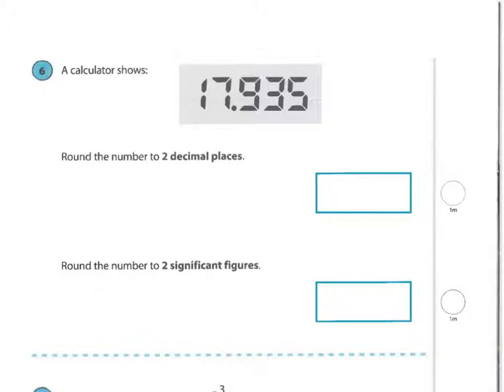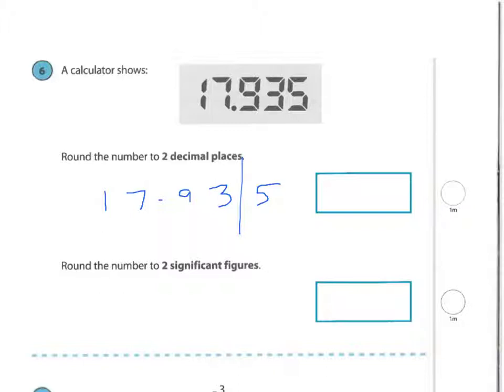Okay, 17.935 is on a calculator, and the first question says round this to 2 decimal places. Well, 2 decimal places would be like cutting it off after the second decimal digit, which is the 3. So my number could be 17.93, or it could go up to become 17.94.